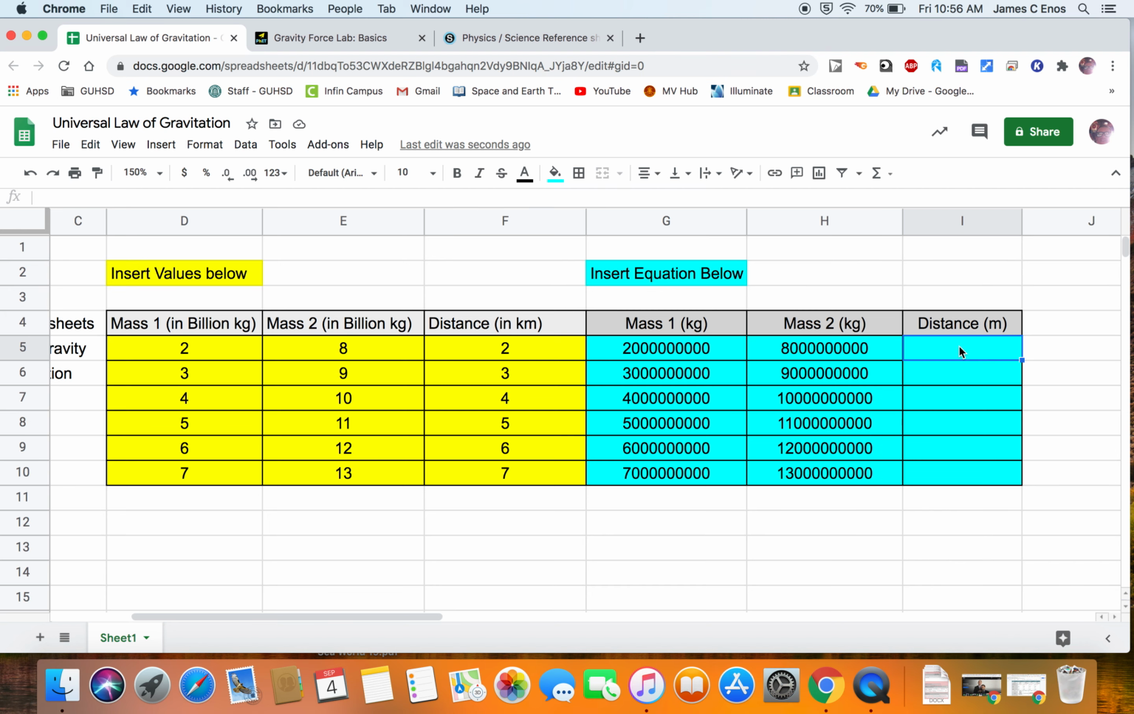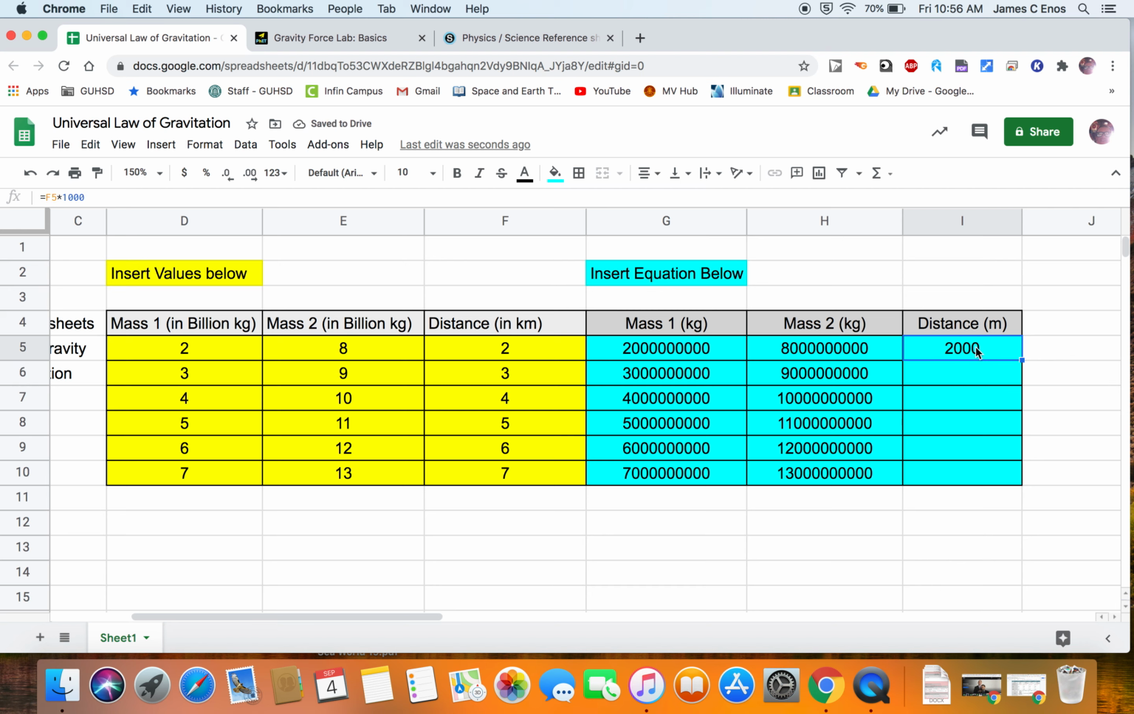To get the distance now to go from kilometers to meters, it's a different conversion factor, but the same process in doing this equation. So I'm going to get the distance from kilometers. That's going to be here where you input the integer values, F5, and I'm going to multiply by 1,000. Because in 2 kilometers, there's 2,000 meters.